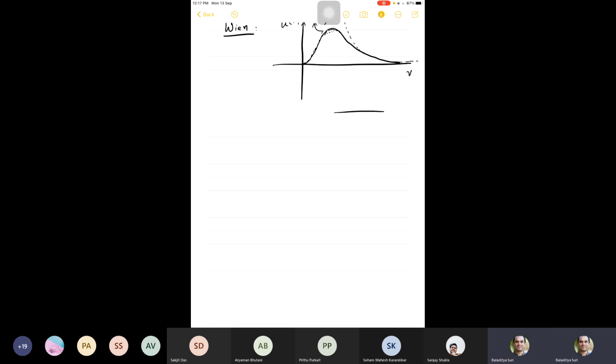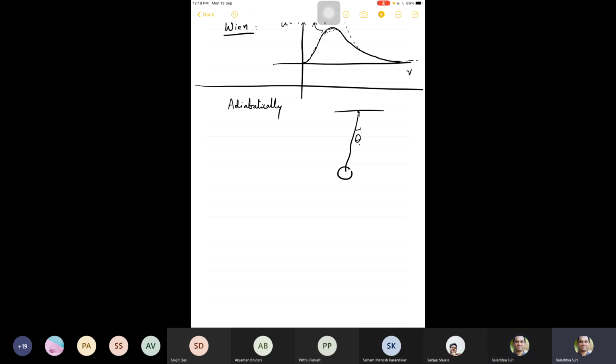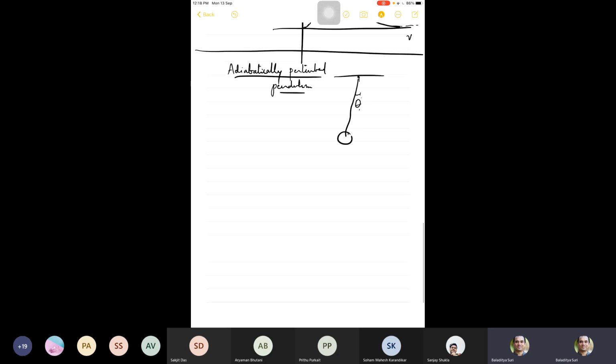So let's consider a pendulum. We all know a simple pendulum, and we know that a simple pendulum for small angles. So let's consider, and the problem is called an adiabatically perturbed pendulum. Why adiabatic, etc., we will see in a minute. But let us consider a simple pendulum to begin with. For small oscillations, the pendulum has, let's say it has a length L.